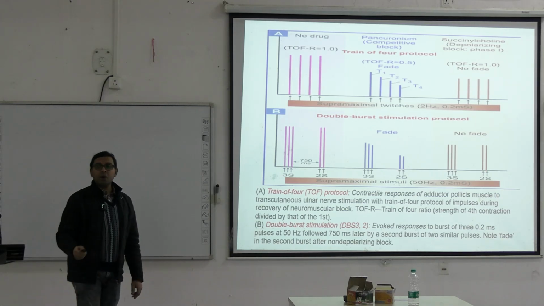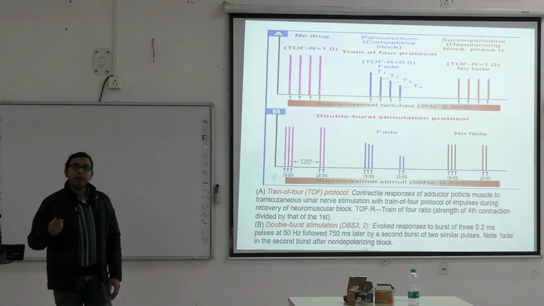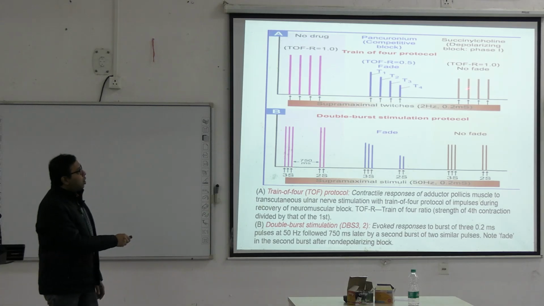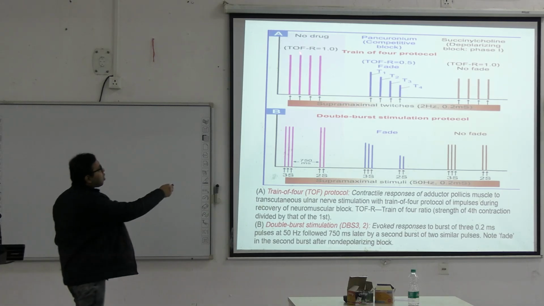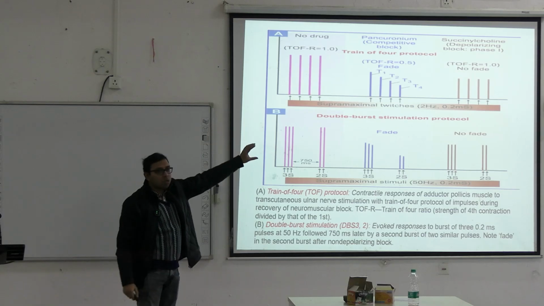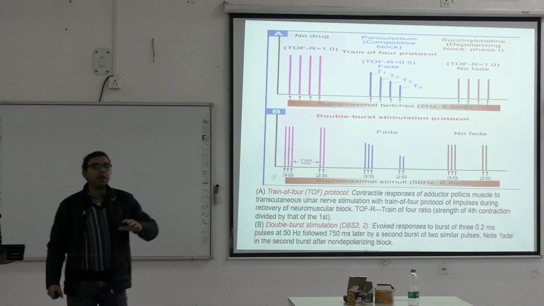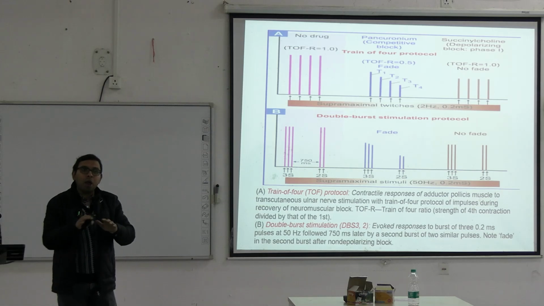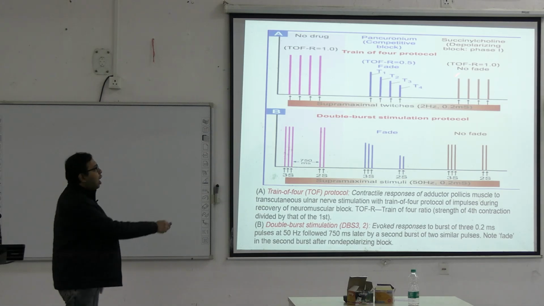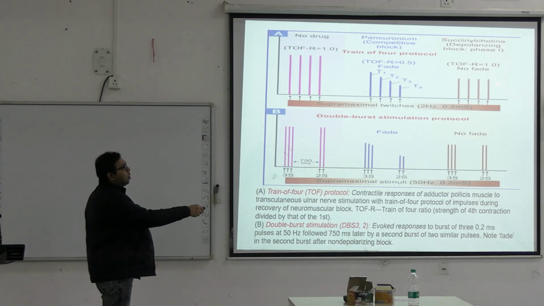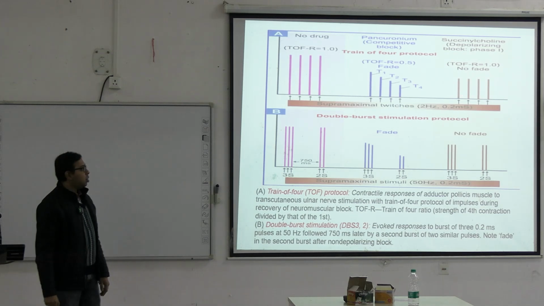But when Succinylcholine, a depolarizing blocker, is given, there will be a decrease of the normal contraction. This is the normal contraction, so high, and it will be small, but there will be no fading or less fading, that is, these 4 stimuli are more or less similar. So there will be less contraction, but these are more or less similar. So the train of 4 ratio is more or less 1.